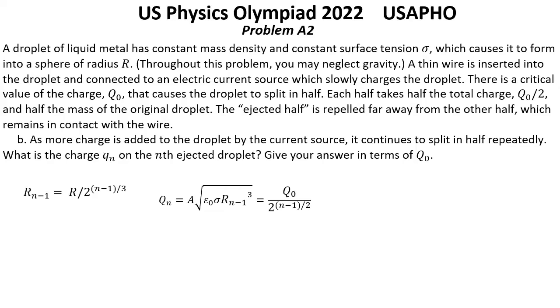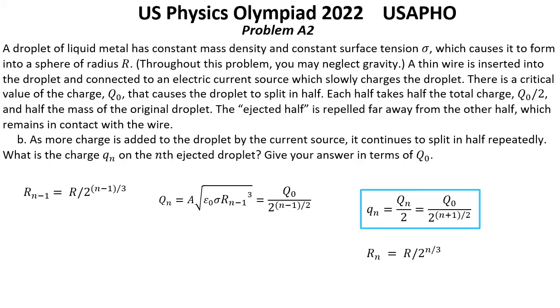By part A, the charge required to split this drop is Q0 over 2 to the power (n minus 1) over 2. Once the split happens, the nth injected droplet takes half of this charge. So Qn equals Q0 over 2 to the power (n plus 1) over 2. Also note that the radius of this droplet is R over 2 to the power n over 3. So that was the solution for question B.